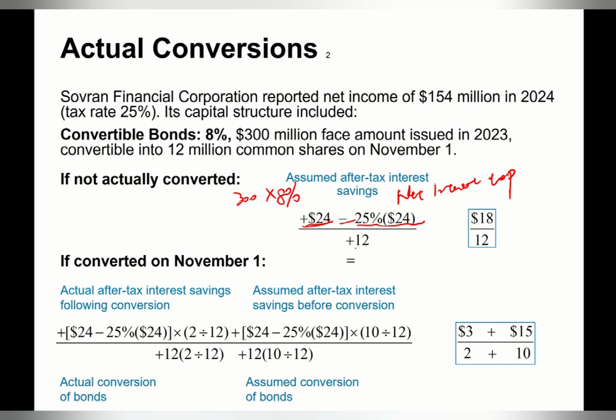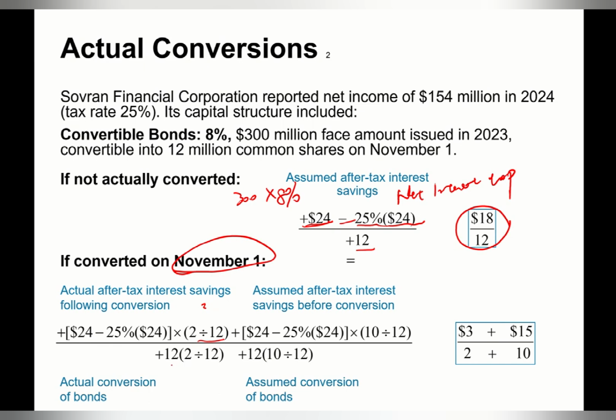In the meantime, the denominator will increase by 12 million common shares. So we can see it is 18 divided by 12. This is the net effect of assumed after-tax interest savings if converted on November 1st. So we can see first we need to count actual after-tax interest savings following conversion. So this will be weighted by 2 over 12 months because that is converted on November 1st, so November and December.